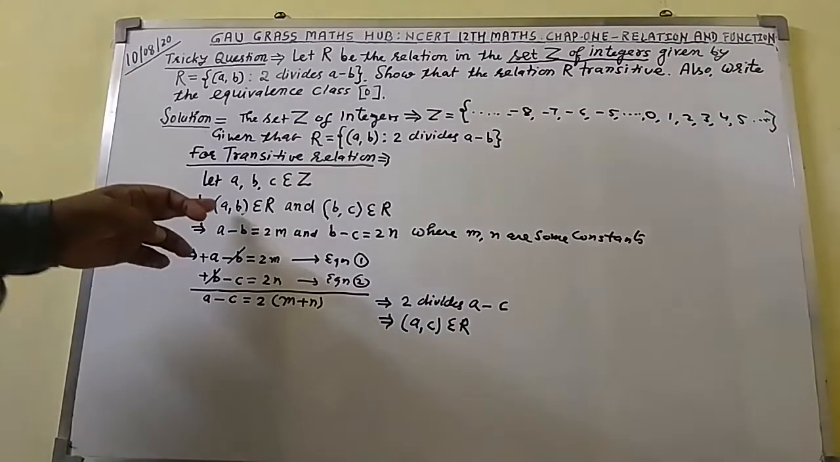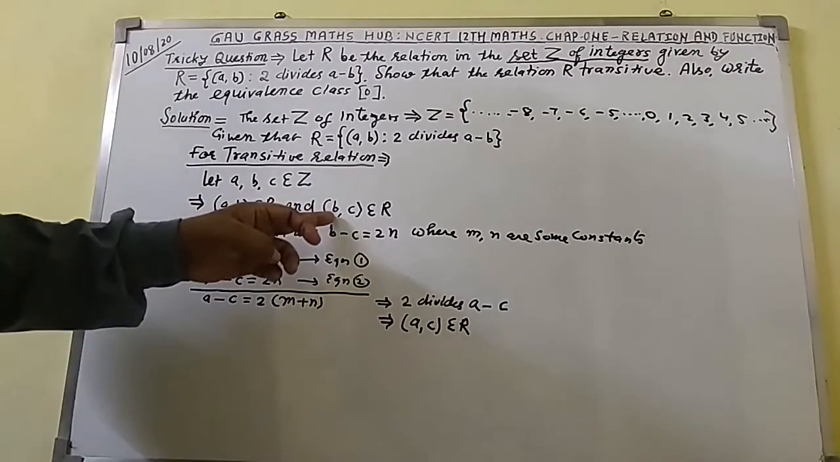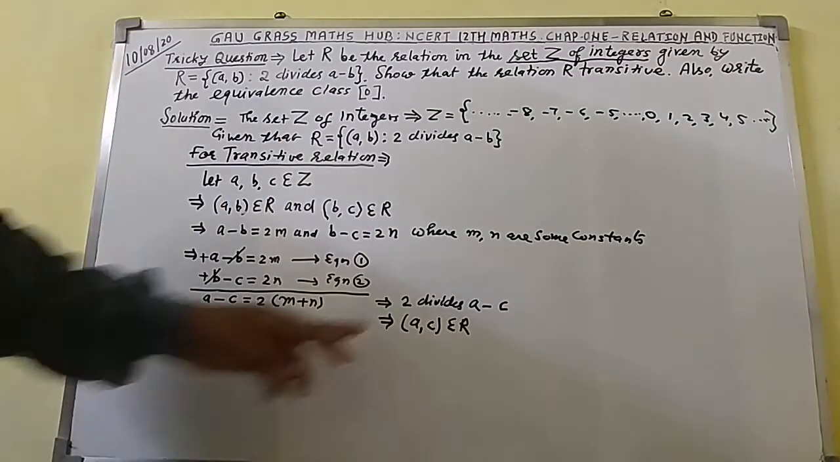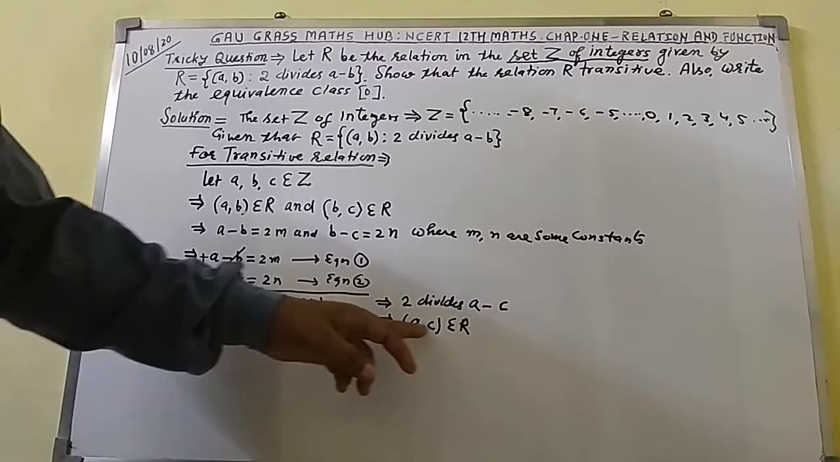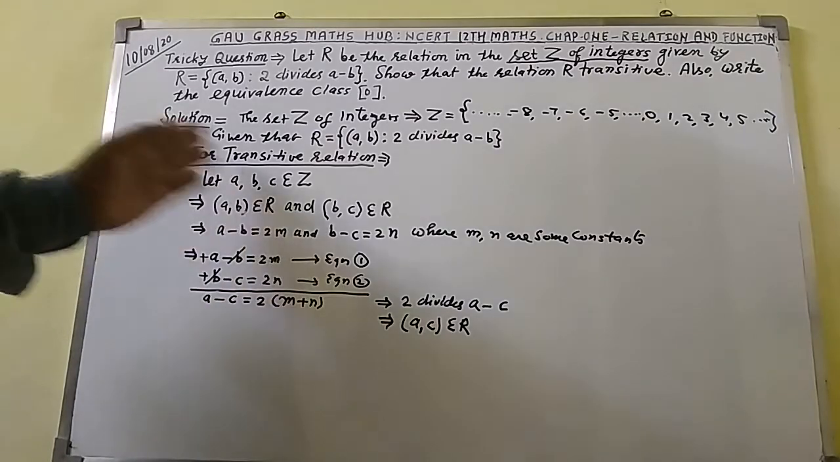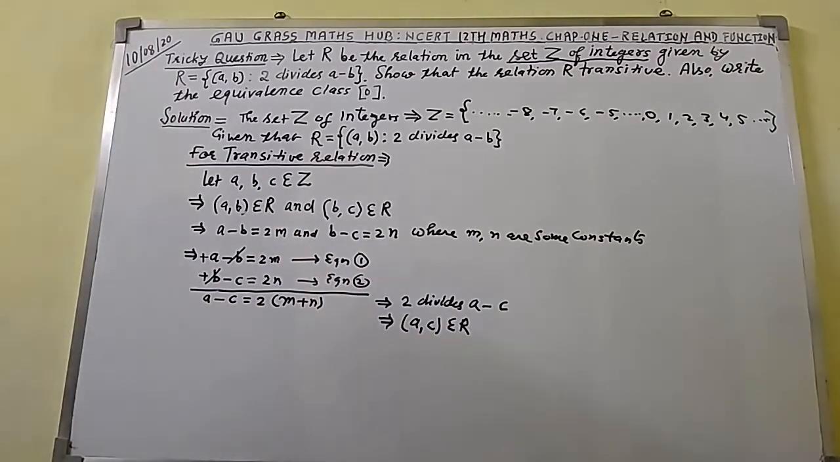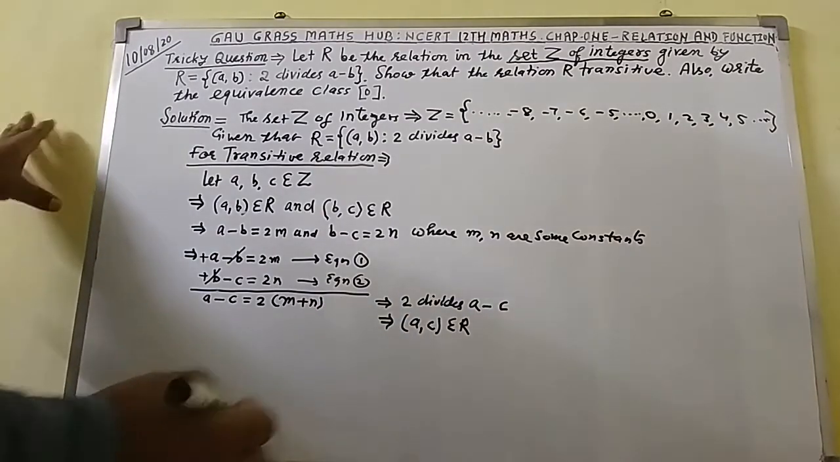This means that if ordered pair AB belongs to capital R and ordered pair BC belongs to capital R, here I have proved ordered pair AC belongs to capital R. This shows that this relation is a transitive relation.